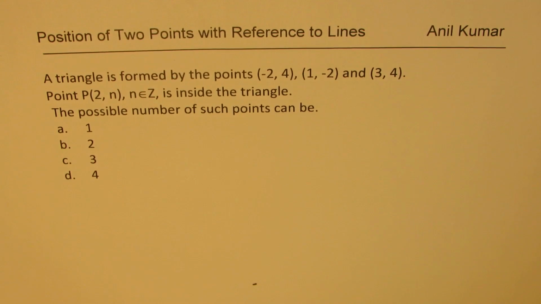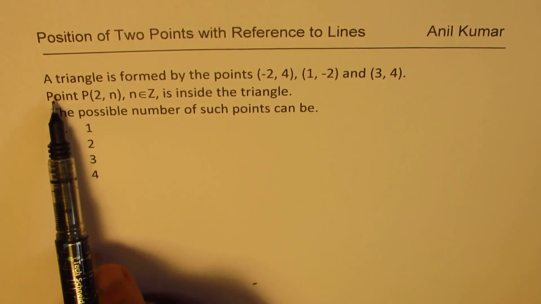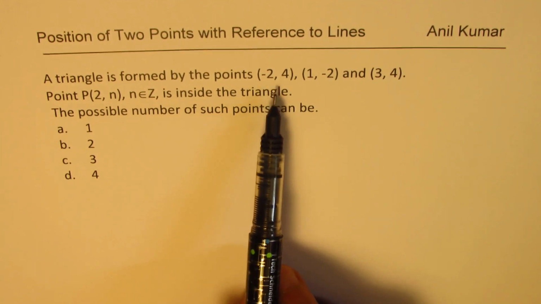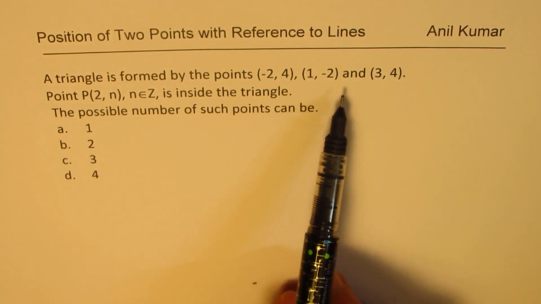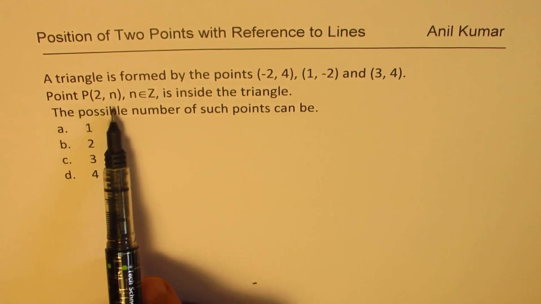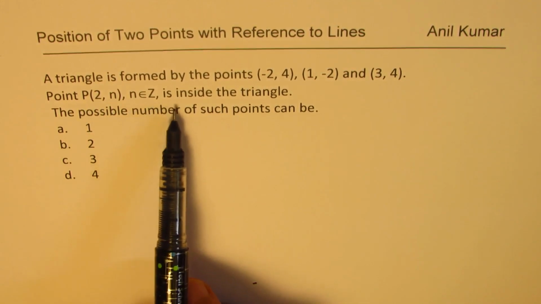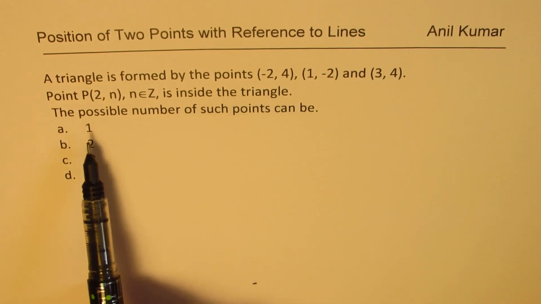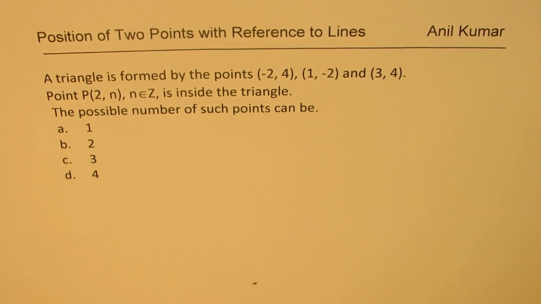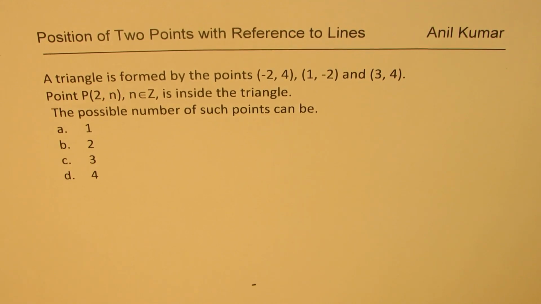Perfect. The question here is, a triangle is formed by the points minus 2, 4, 1, minus 2 and 3, 4. Point P, 2, n, where n belongs to integers, is inside the triangle. The possible number of such points can be 1, 2, 3 or 4. You can actually pause the video, answer the question and then look into my suggestions.